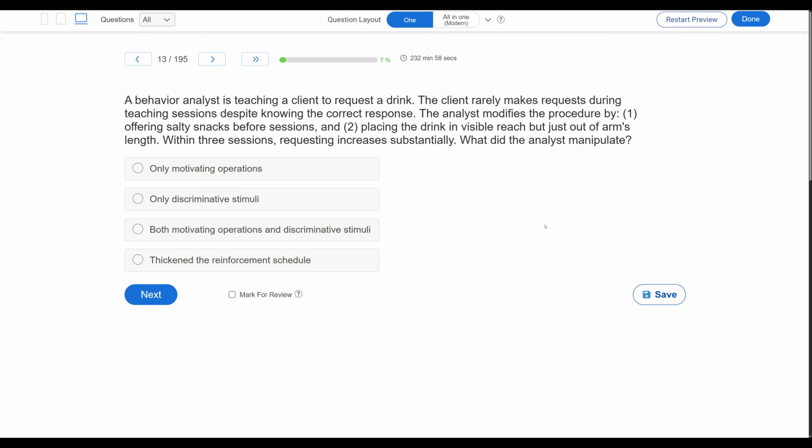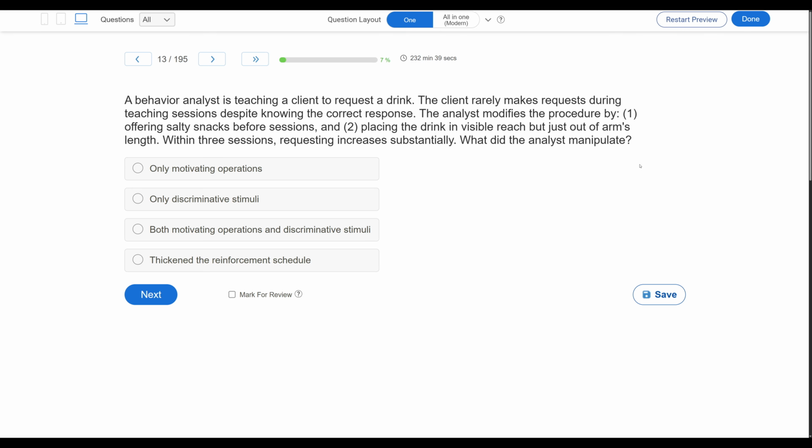A behavior analyst is teaching a client to request a drink. The client rarely makes requests during teaching sessions despite knowing the correct response. The analyst modifies the procedure by offering salty snacks before sessions and placing the drink in visible reach but just out of arm's length. Within 3 sessions, requesting increases substantially. What did the analyst manipulate?